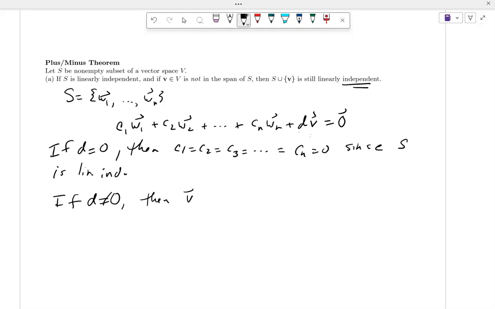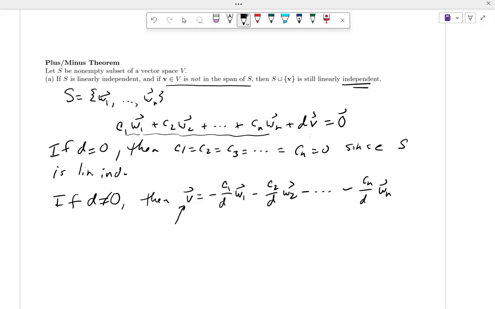V would be equal to, I would move all of this over to the other side and then divide by the D. So you'd have negative C1 over D, W1, minus C2 over D, W2, all the way out to Cn over D, Wn. I could solve for V, right? What does that tell me? What have we written V as? A linear combination of the vectors from S, right? Can I do that?